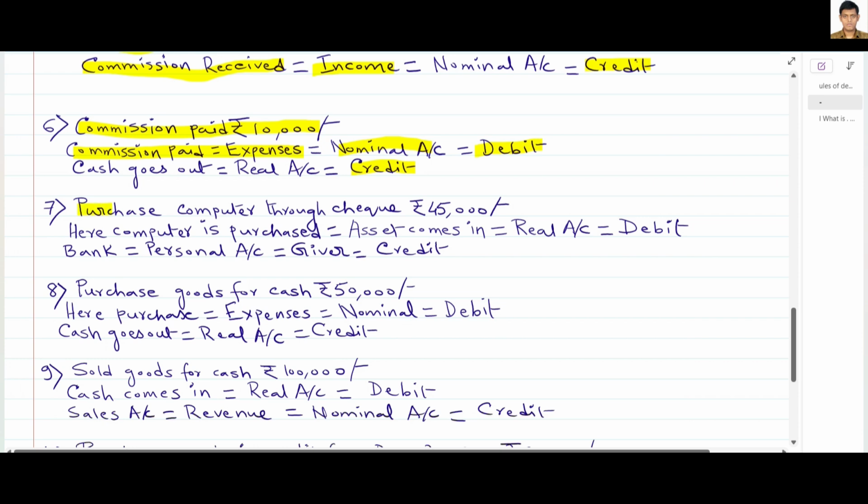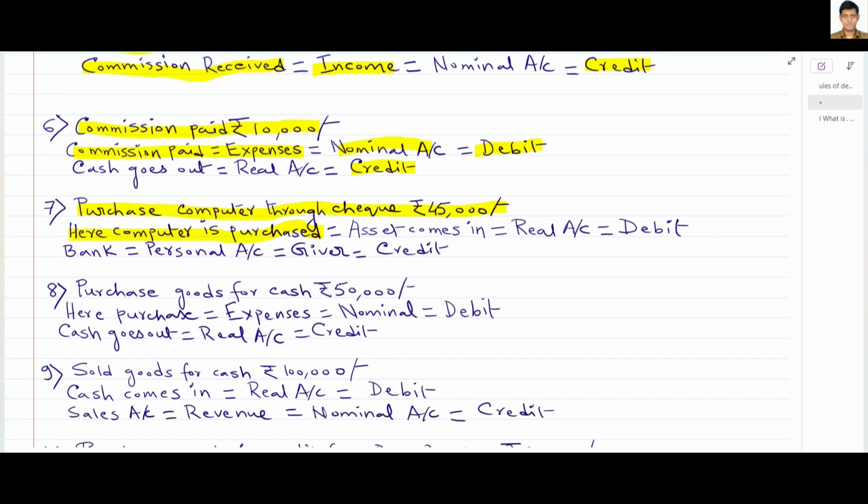purchase computer through check rupees 45,000. Here you are purchasing computer through check rupees 45,000. So it involves bank account transactions. So here computer is purchased, and we all know that computer belongs to the asset, because you use computer as an asset in your business to ascertain your income and gains, and to make all journal entries and to keep records and track of all your transactions.